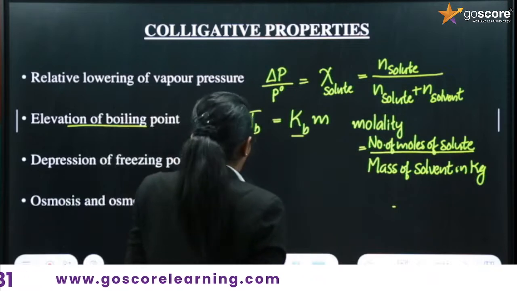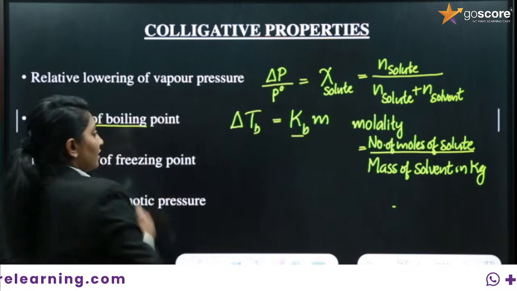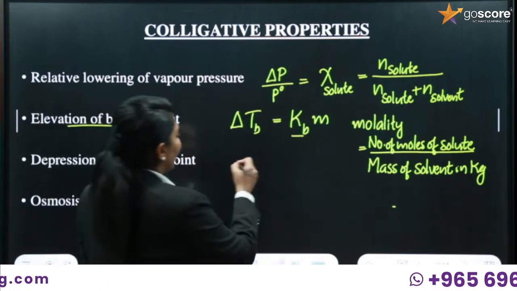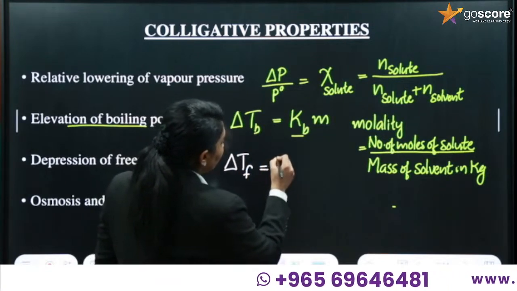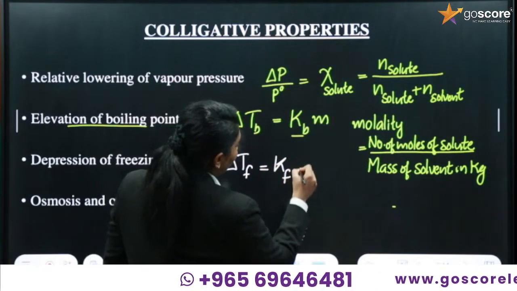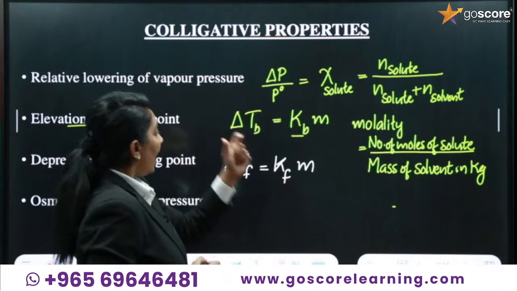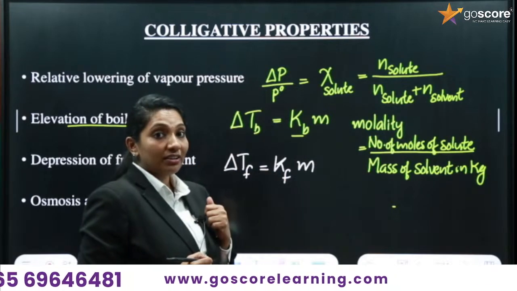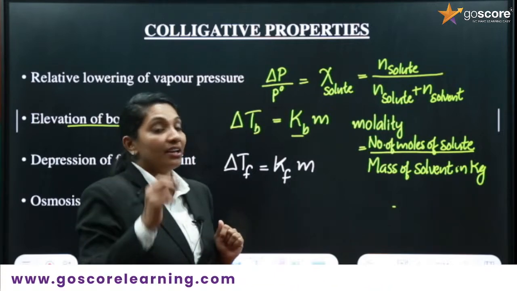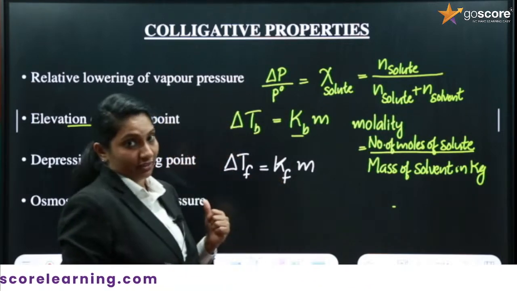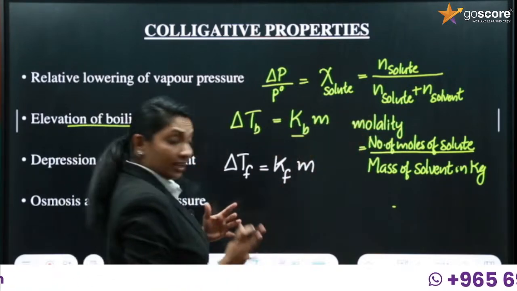Okay. And what about the depression of freezing point? Depression in freezing point is given by delta TF is equal to KF into m, where m is nothing but the molality and KF is called the freezing point depression constant, also known as the cryoscopic constant, right? And m is nothing but the molality.